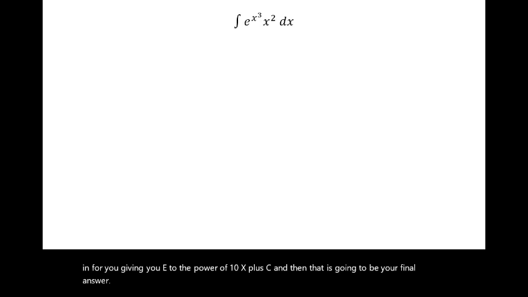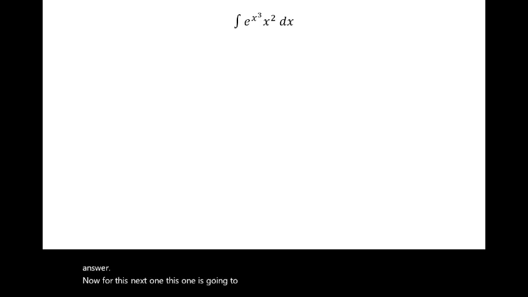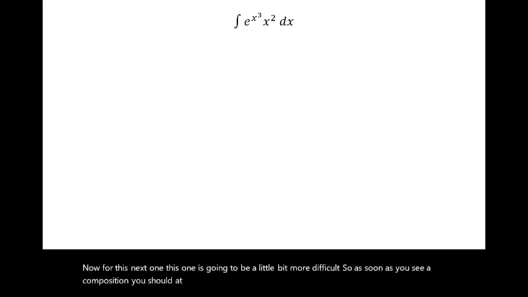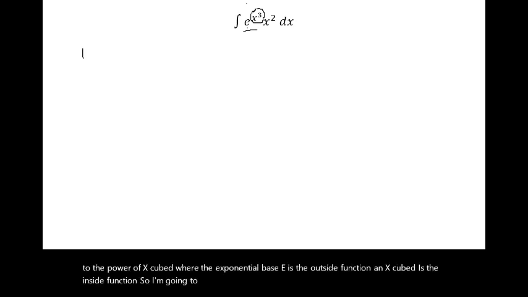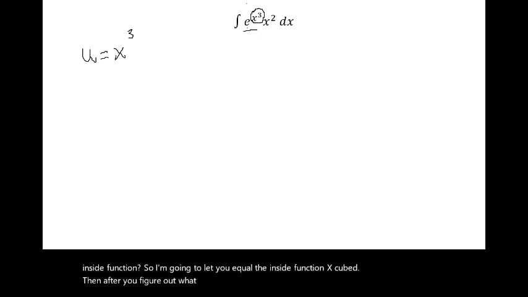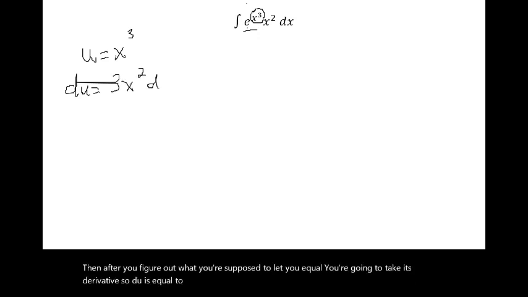Now this next one is going to be a little bit more difficult. So as soon as you see a composition, you should at least try to use u-substitution. The composition is right here, this e to the power of x cubed, where the exponential base e is the outside function and x cubed is the inside function. So I'm going to let u equal the inside function x cubed. Then after you figure out what you're supposed to let u equal, you're going to take its derivative. So du is equal to 3x squared dx.